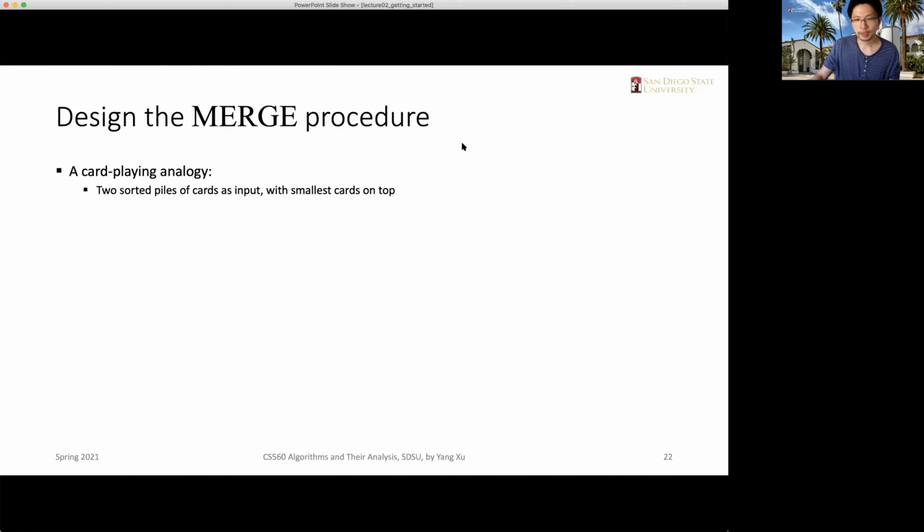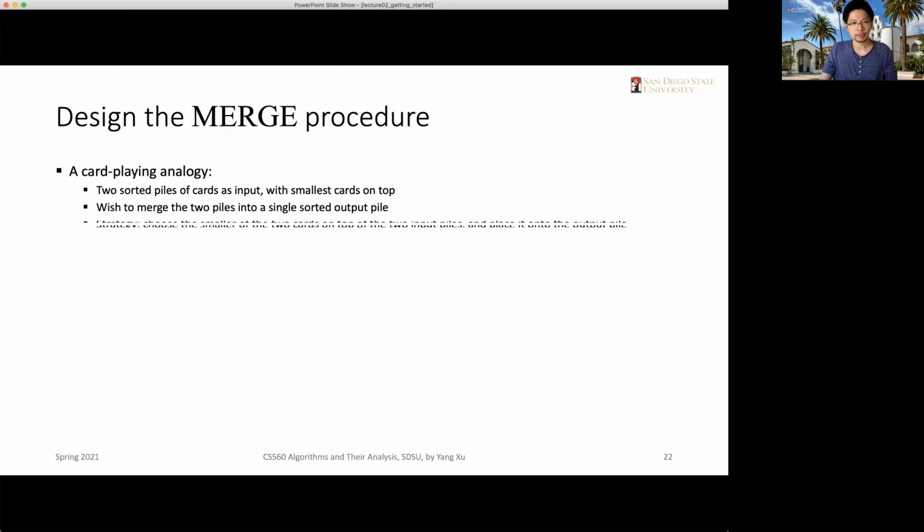Okay, I have one more additional slide here to help you think about the procedure. You can use a card playing analogy again. Imagine that there are two sorted piles as inputs, and you know that the smallest card is on top. Our job is to merge these two piles, and the resulting pile will be in sorted order.